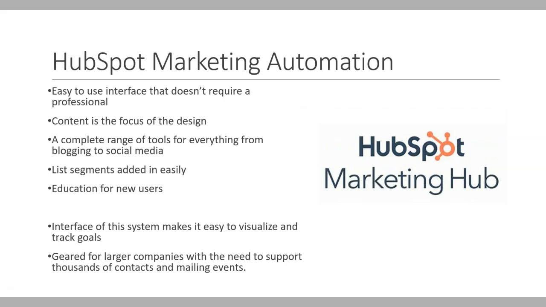HubSpot Marketing Automation comes from a key provider in marketing in the digital world. They have an easy-to-use interface that doesn't require a professional to do. The Marketing Hub for automation is one of the many products that they offer. It does have a complete range of tools for everything from blogging to social media. The list segments can be identified and added easily, and really the interface of the system makes it really easy to not only manage but also to visualize and track your goals.